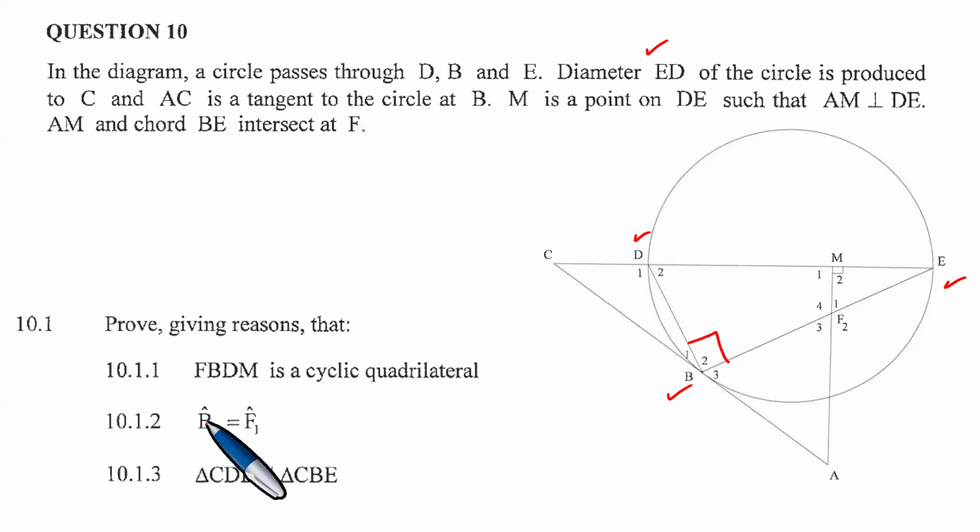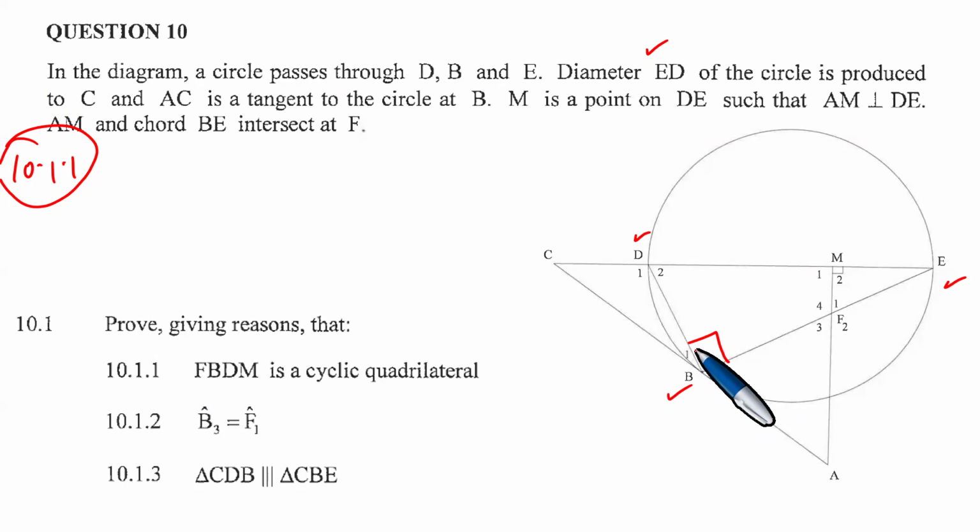Good. There are many ways to prove this, but let's just use one. We're going to look at 10.1.1. Now, this one you can already see is 90 degrees, and this one is 90 degrees. The exterior angle of a cyclic quad is equal to the interior opposite angle, and then you're done. You can always do that already.